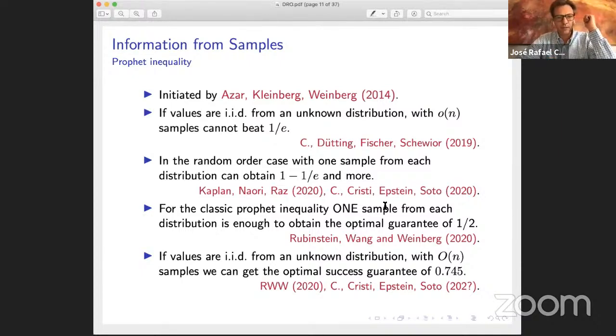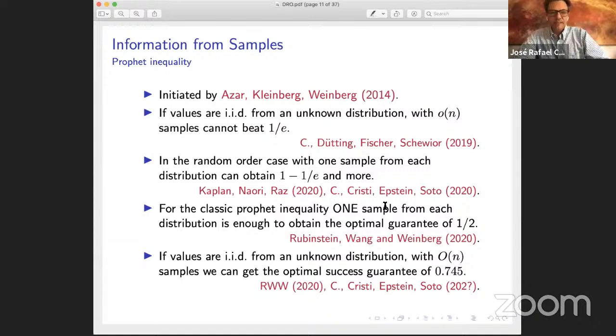In particular, with Paul Duetting, Felix Fischer, and Kevin Schewior, we proved that if we know that your values are IID, but you don't know the distribution, then you need a linear number of samples to beat 1 over e. So to do better than the simple algorithm that you would get from the secretary problem, you need a linear number of samples. If you have little o of n samples, then there's no way you can beat 1 over e.